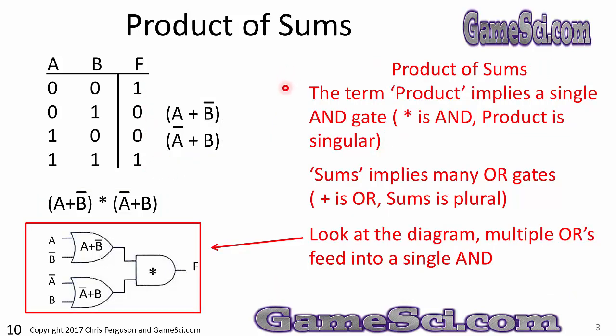Product of sums. The term product implies a single AND gate. Asterisk is an AND, product is singular. Product is singular, I need one AND gate. Sums implies many OR gates. The plus symbol is OR in Boolean algebra. The word sums is plural. It implies that I need multiple OR gates, and there are 2 OR gates. Looking at the diagram, multiple ORs feed into a single AND. For a product of sums expression, multiple ORs will feed into a single AND gate.